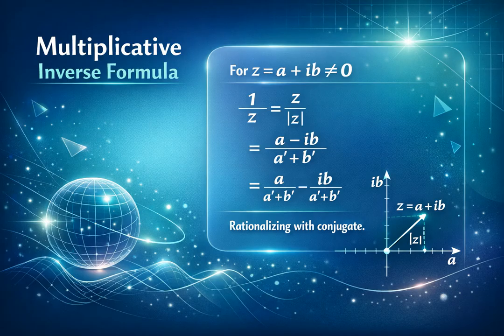The multiplicative inverse of z equals a plus ib is 1 over z equals z bar over |z| squared. This equals a minus ib divided by a squared plus b squared. In standard form, a over a squared plus b squared minus i times b over a squared plus b squared. We find this by multiplying numerator and denominator by the conjugate.